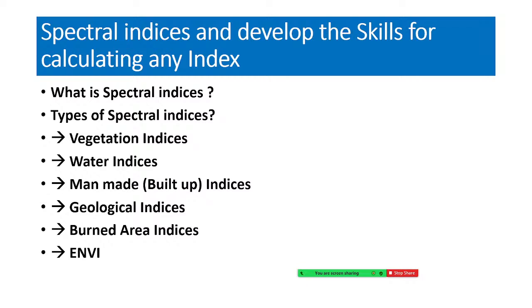We can easily calculate all of the indices in our Google Earth Engine platform, and we can easily identify this is the vegetation, this is the water, this is the built-up area, this is the geological indices, this is the burn area, this is the NDVI. We can easily identify all of the features using the spectral indices.